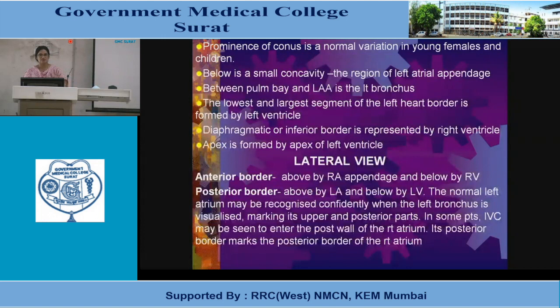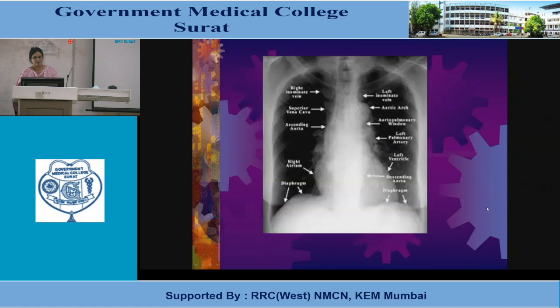Prominence of the conus is a normal variation in young females and children. Now below this is a small concavity which is formed by the left atrial appendage. Between the pulmonary bay and the left atrial appendage is the left bronchus. So you can differentiate the upper boundary of the left atrial appendage. The lowest and the largest segment of the left heart border is formed by the left ventricle. The diaphragmatic anterior border is represented by the right ventricle, as I have told you earlier, and the apex is formed by the apex of the left ventricle. So, the left heart border is formed by the aortic arch, pulmonary bay, left atrial appendage and the left ventricle.